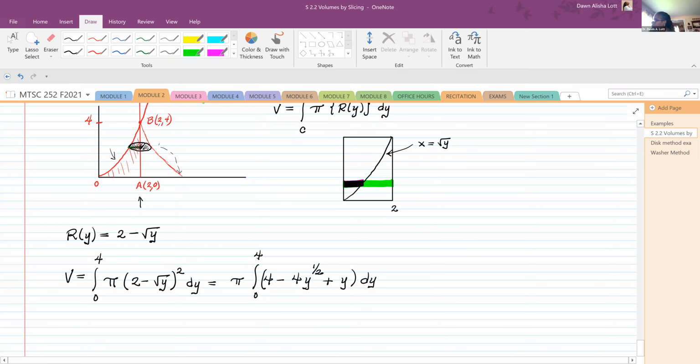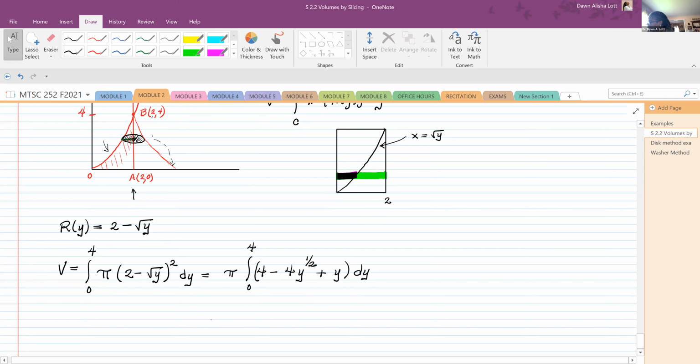Okay, so that's going to give me pi times, I'm going to end up with 4y minus, I'm going to add 1 to the exponent, which is going to give me 3/2. I already have a 4, so I'm going to multiply by 2/3 y to the 3/2 power. And then plus 1/2 y squared, evaluated between 0 and 4. And this comes out to be 8 pi over 3.